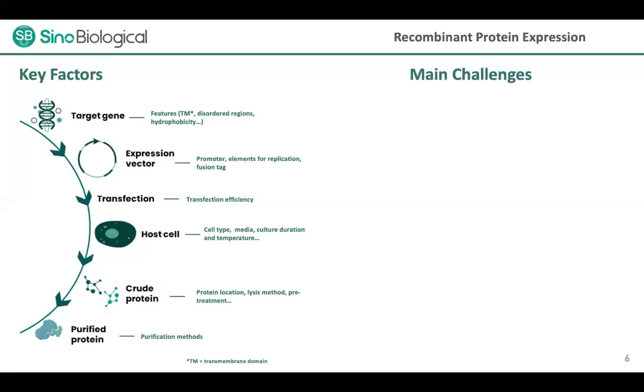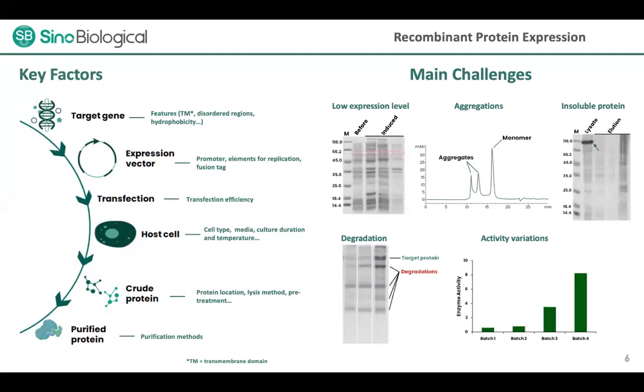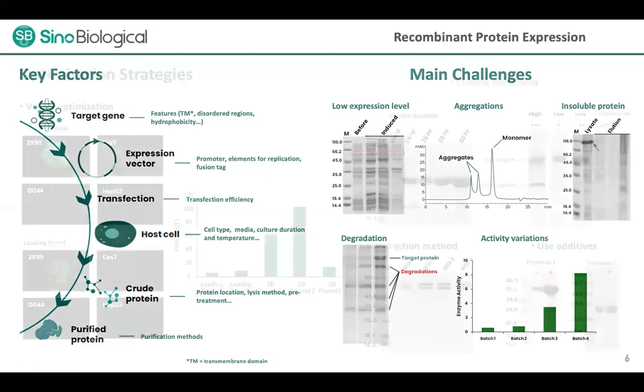So the main challenges that we usually observe, of course, can be low expression levels, or proteins formed in high levels of aggregation, or presented in insoluble format, which could be contributed by some characteristics of the protein themselves, or by some features that are imposed by the host or the downstream processes. And of course, degradation is usually observed, and especially for transient protein expressions, we sometimes observe activity variations from batch to batch.